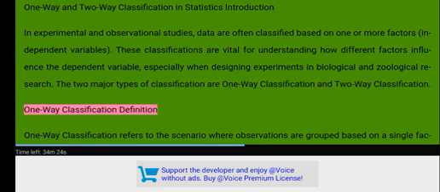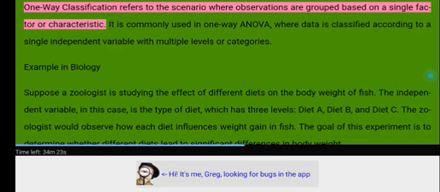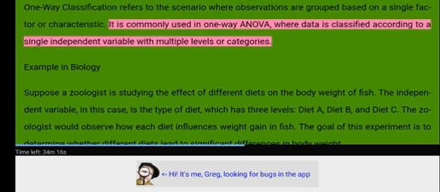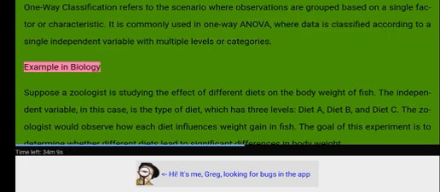One-way classification. Definition: one-way classification refers to a scenario where observations are grouped based on a single factor or characteristic. It is commonly used in one-way ANOVA, where data is classified according to a single independent variable with multiple levels or categories. Example in biology.